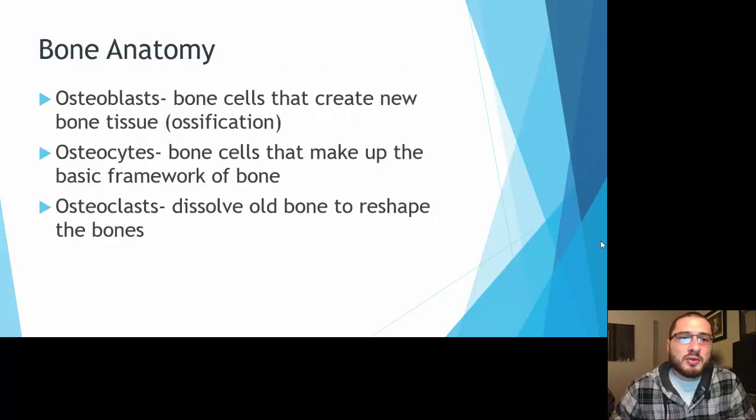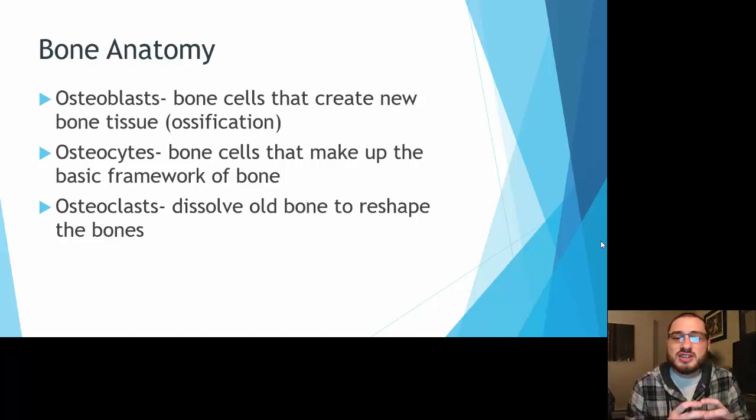So when we talk about bones, it's important to understand just the basic anatomy of bone tissue. And with bone tissue, there are a number of bone cells, or osseous type of cells, that we talk about. Osteoblasts are the cells that create new bone tissue and help with ossification, or creating that hardened material. And you have osteocytes, which are the mature, or adult, bone cells that make up the basic framework of the bone.